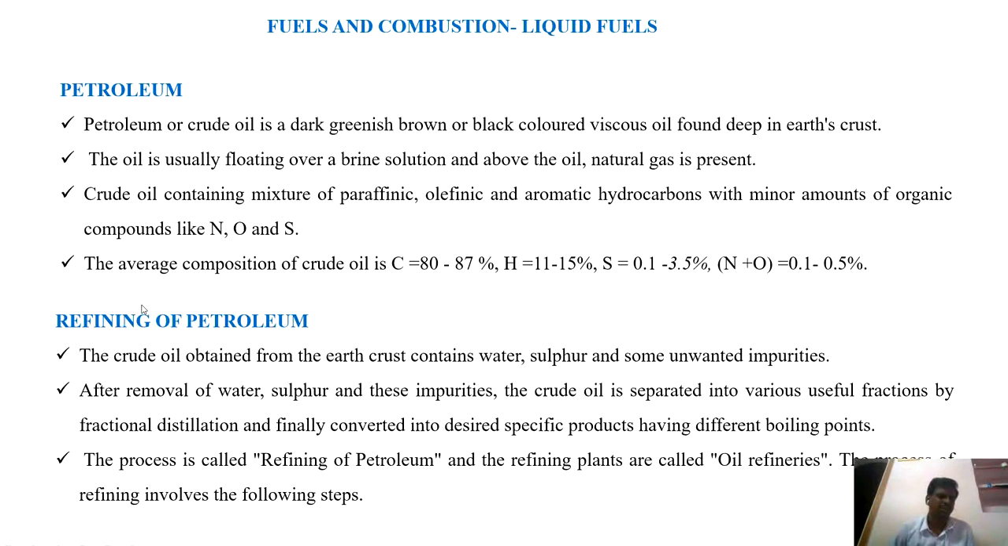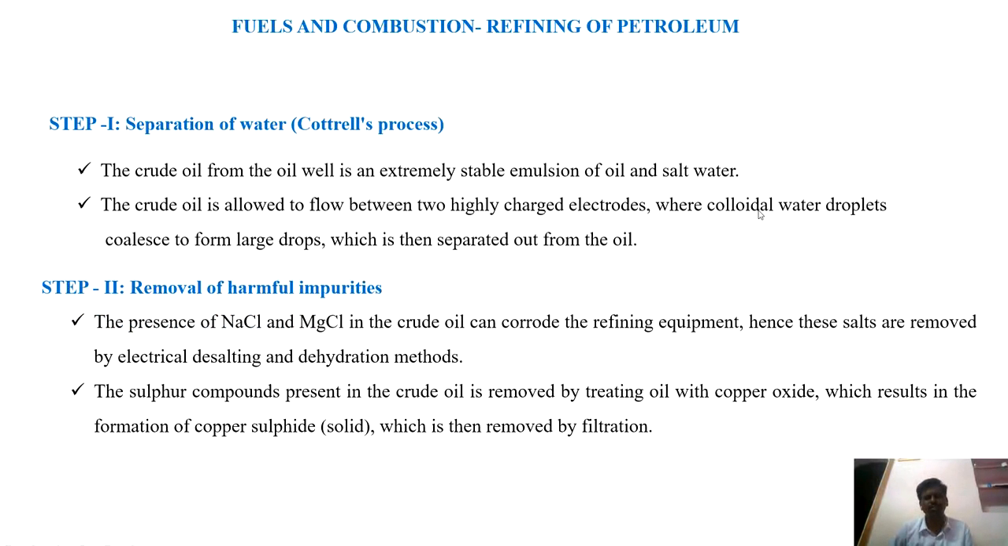Now we have to start the refining of petroleum. Crude oil is obtained from the Earth's crust as water, sulfur, and oil material. That means crude oil contains a mixture of water, sulfur, and some unwanted impurities. First, we have to separate the oil from the water. After that, we have to remove the harmful impurities. Then we process the crude oil by fractional distillation. After that, we separate each fraction depending upon their boiling point. This is the petroleum refining process.